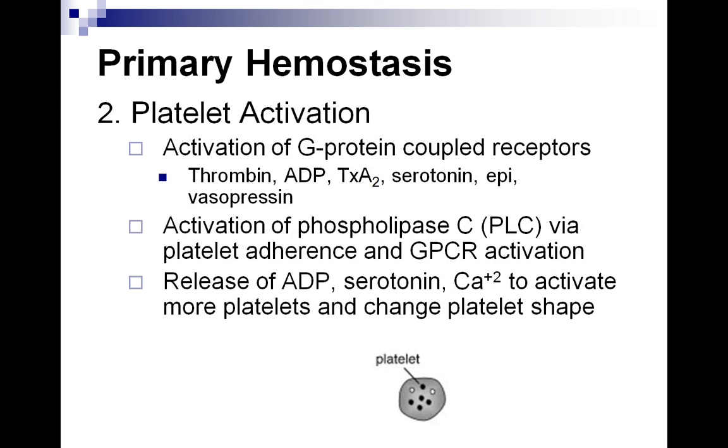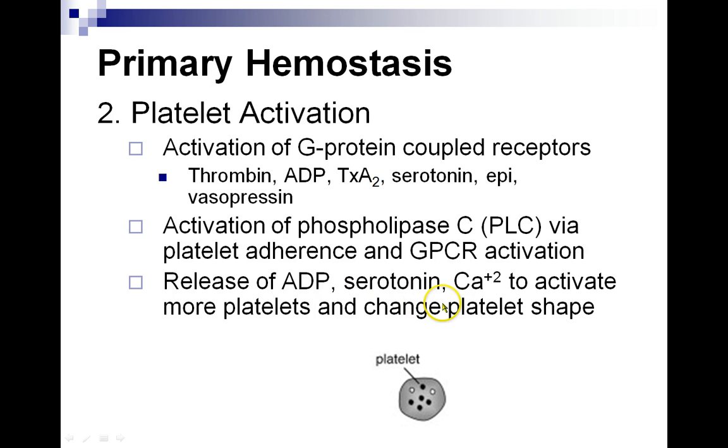So when platelets become activated, what that means is that there are G protein coupled receptors within the platelet, and they cause the platelet to release all sorts of different substances: thrombin, ADP, thromboxane, serotonin, epinephrine, vasopressin. Phospholipase C is also activated as the platelets adhere. G protein coupled receptors also cause this to be activated.